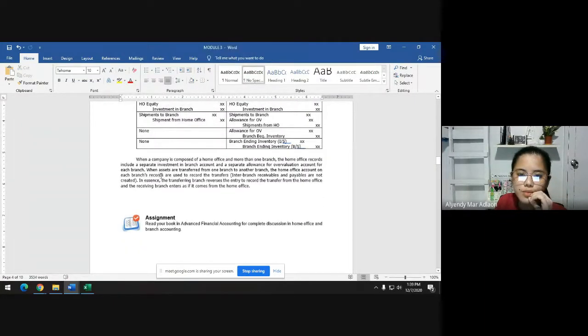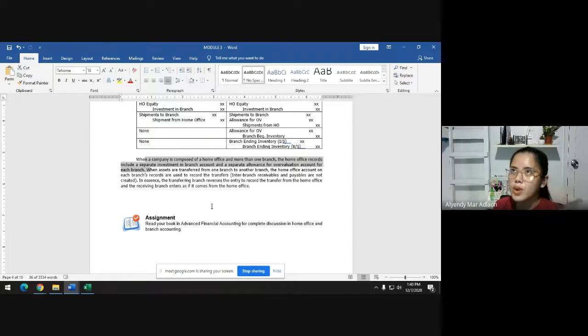Okay? So, we also have here, when a company is composed of a home office and more than one branch, the home office records include a separate investment in branch account and a separate allowance for overvaluation account for each branch. Okay, so take note that there is more than one branch. So problems arise when, first, if there is more than one branch, of course they will have to identify which branch, so that we know the account titles.